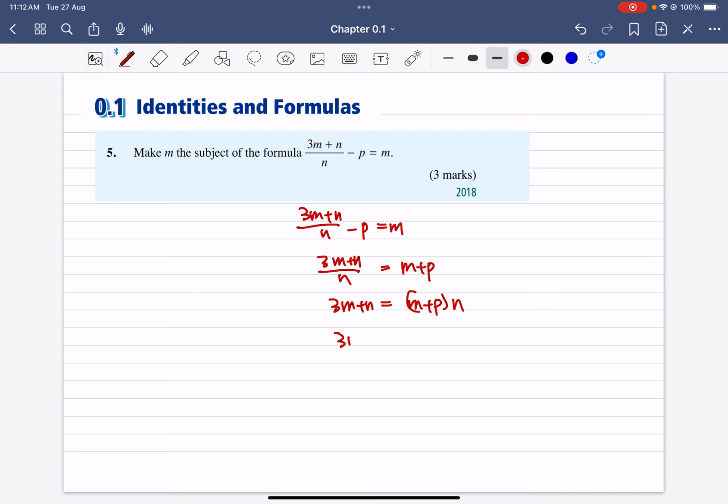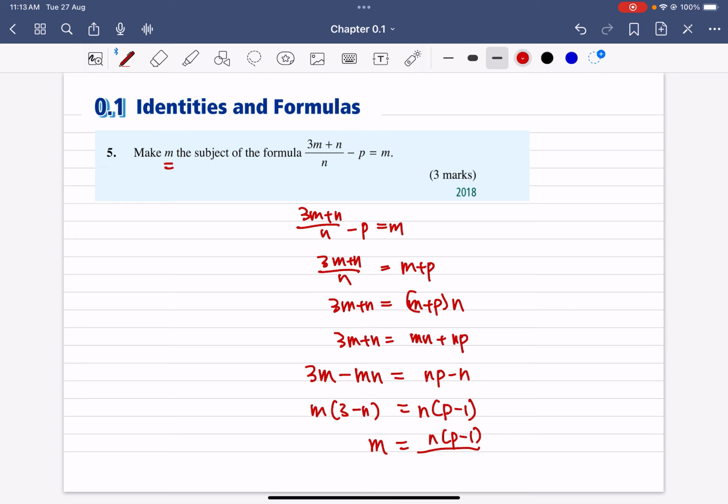So the next step is to remove the bracket as usual, and you have to make m the subject. So I put m on the left hand side: 3m minus mn equals mp minus n. So on the left hand side you have m times (3 minus n), and on the right hand side n times (p minus 1). So m on the left hand side, the other terms all on the right hand side, then that's the answer.